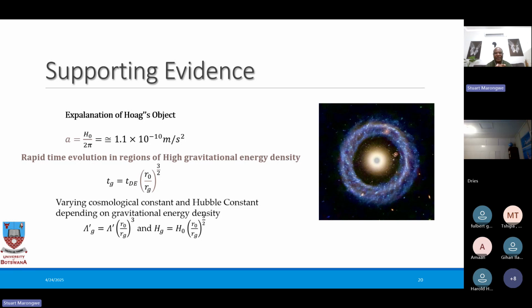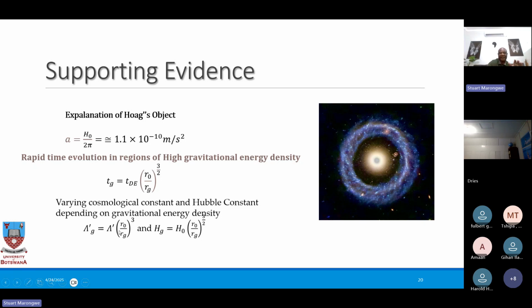Only those galaxies that are compact with high gravitational energy density, in those regions of space, time will tick faster. So that's why you end up seeing mature galaxies, because their time has moved faster than those that are not dense enough. So you find that this solves the impossible galaxy problem, because here's the equation for time. Time in a dense gravitational environment is governed by this term, time dark energy. Dark energy in this theory is considered as the lowest density of gravitational energy. So it will be low in low gravitational energy density, but when the density is high, time will tick faster.